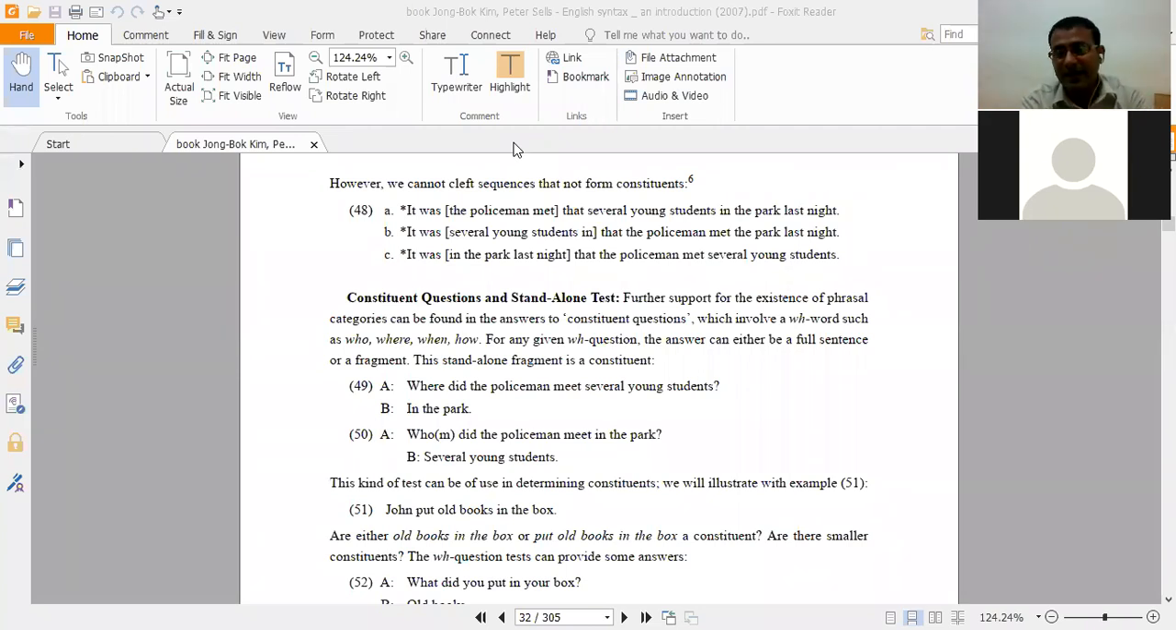So in order to understand that something is a constituent, a test is designed. That test is called the constituent questions and standalone test. Further support for the existence of phrasal categories can be found in the answers to constituent questions, which involve a WH word such as who, where, when, how. For any given WH question, the answer can either be a full sentence or a fragment. This standalone fragment is a constituent.